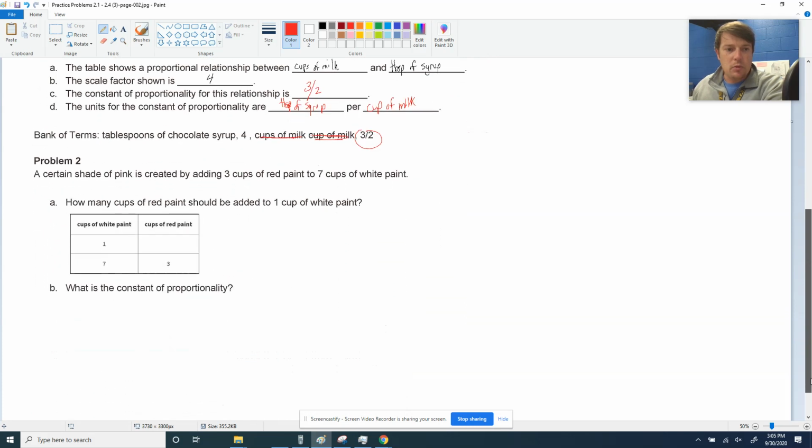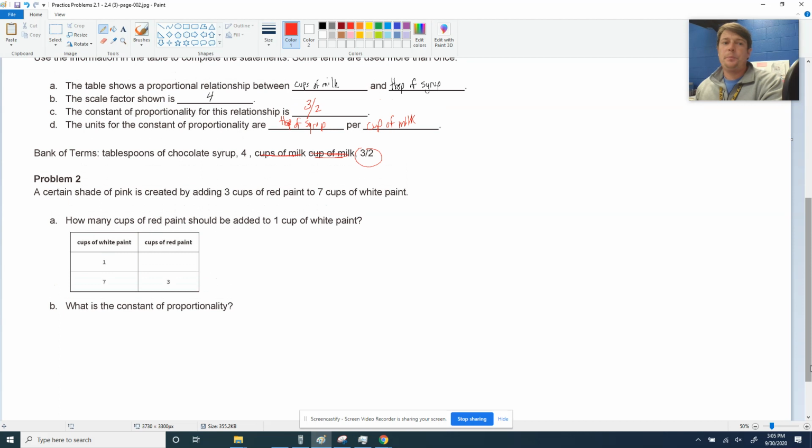All right, problem number 2, and the last one on this page. You're taking white and red paint and making a pink. And so we have a table here that shows the ratio. And the question is, how many cups of red paint should be added to 1 cup of white paint? So we got to fill out this table.